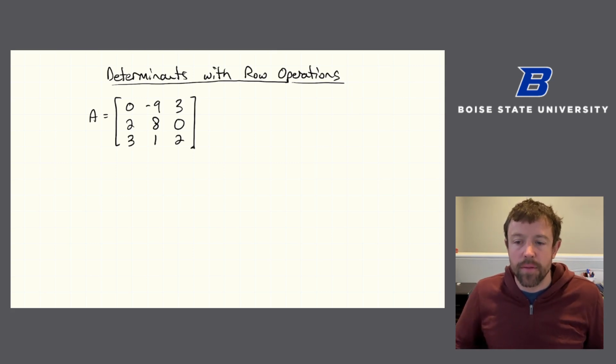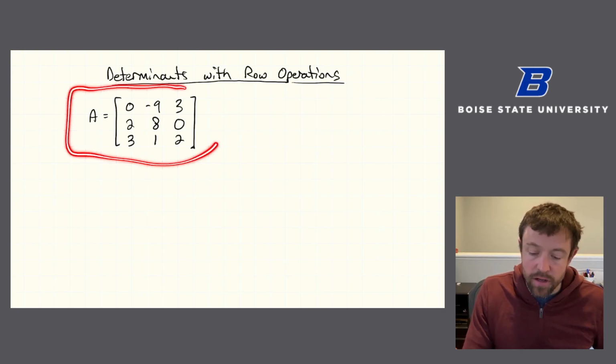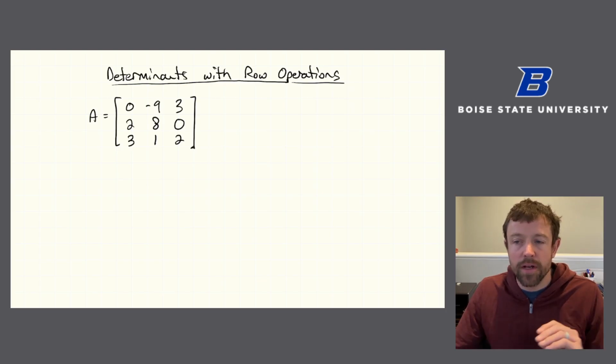In this video, I'm going to go through the process of using row operations to find the determinant of a matrix. I'm using a 3 by 3 matrix as our underlying example, but I do want to point out before I start, you might look at what I do and say, oh, well, I could just use the formula for 3 by 3. It's honestly not that bad.